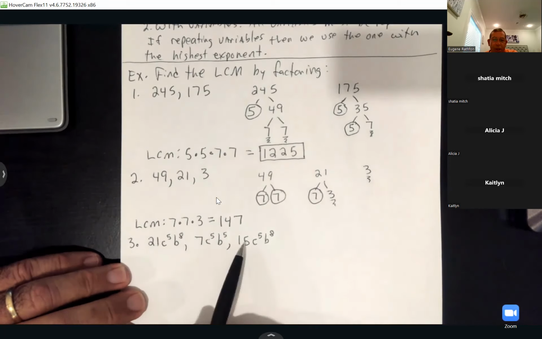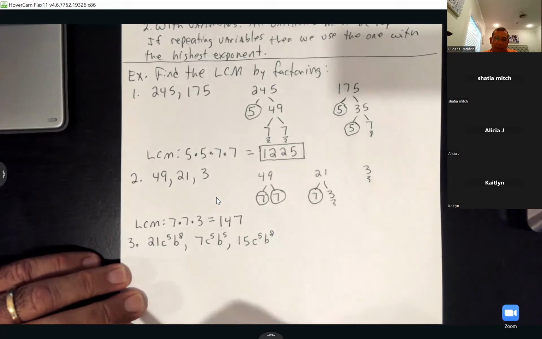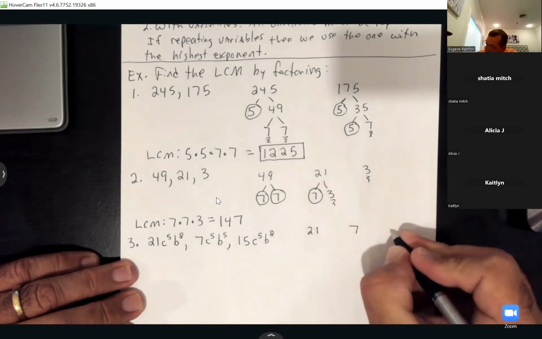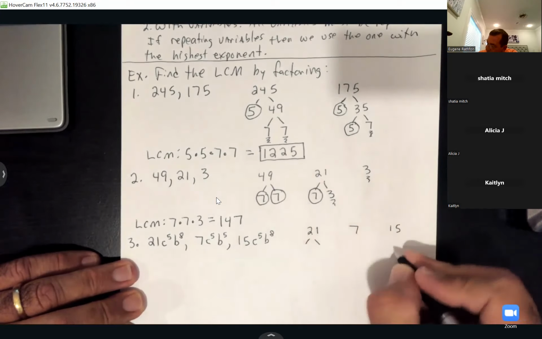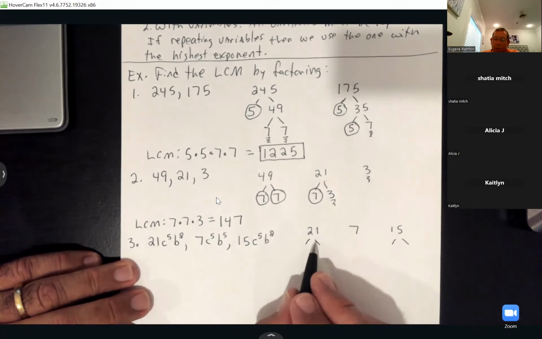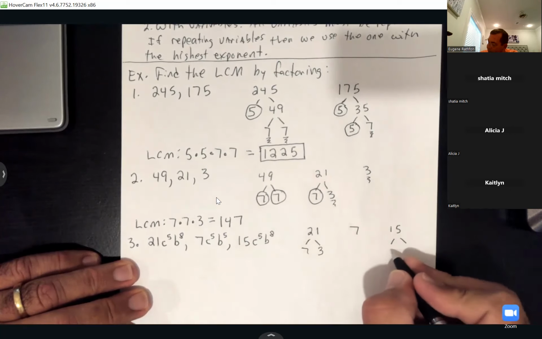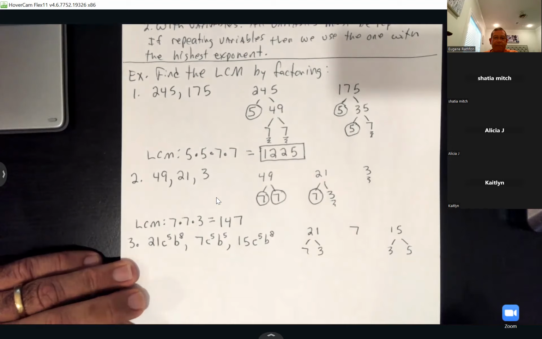So the trick is the numbers, because the variables, I'm going to pick which variable had the highest exponent and put that into my least common multiple. So what I got to do is play with these 3 numbers, 21, 7, and 15. Now the 7 is prime. We're not doing nothing with it. 21 would be 7 times 3. And then 15 would be 3 times 5.